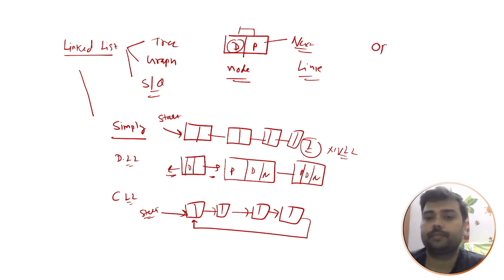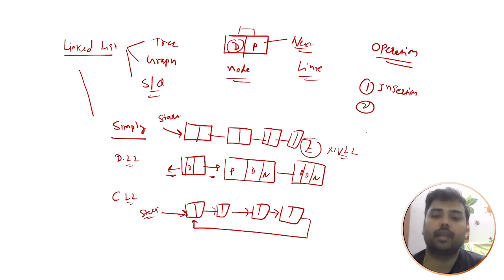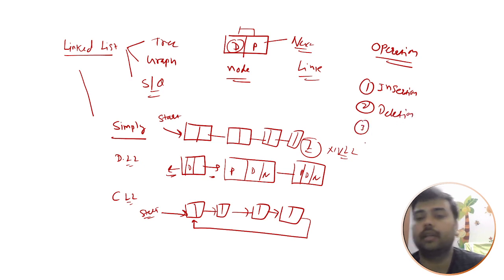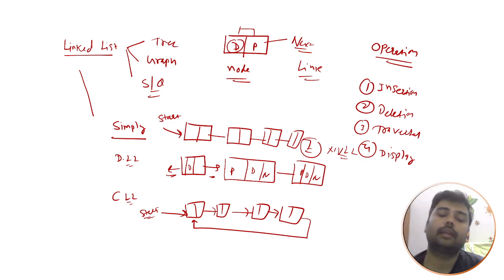Now operations. When we are talking about linked list operations, there are some basic operations like insertion. Apart from insertion, we have deletion. Then traveling or traversal. Then we can say display. You can also include node creation.